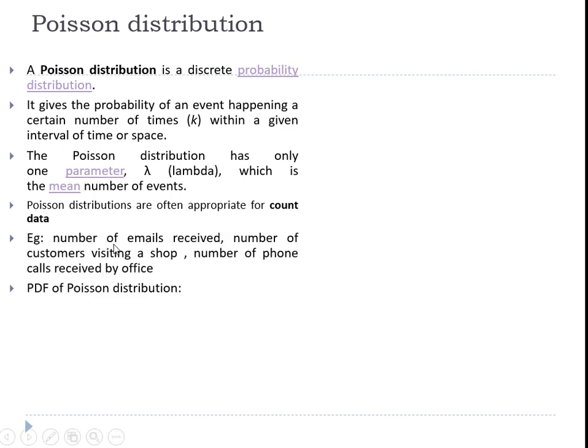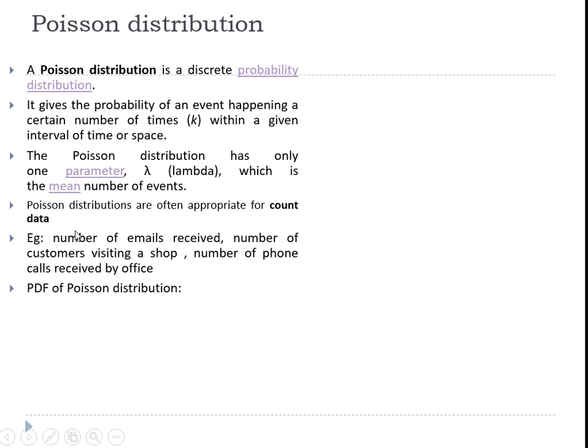For example, I can count the number of emails received, so in such a case I can use the Poisson distribution. I can count the number of customers visiting a shop, so there I can use the Poisson distribution. I can count the number of phone calls received by an office, so here I can use the Poisson distribution. Using the Poisson distribution for these applications, I can get the probability of an event happening, right? How many times within that time or space.